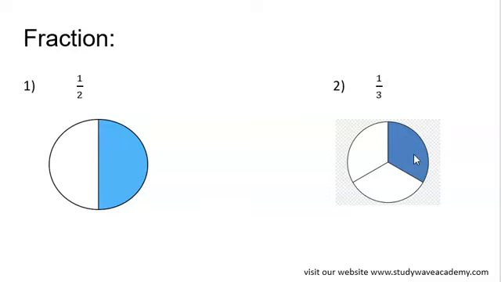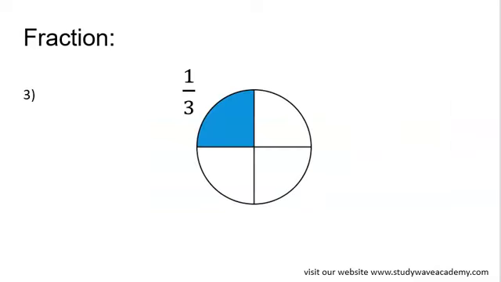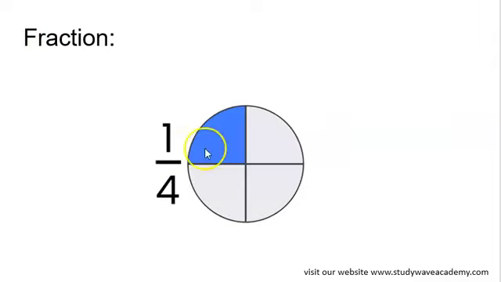Okay, let's move on to the next one. We have here another circle. And how many parts is this circle divided into? Let's count. 1, 2, 3, 4. We have 4 parts of this circle. And how many parts is shaded? 1 part is shaded.